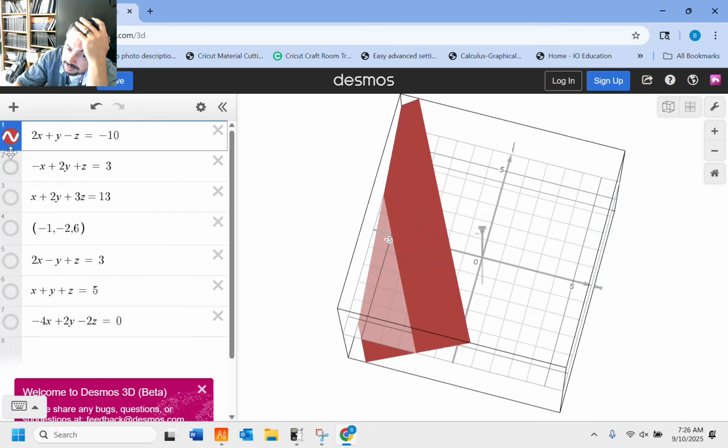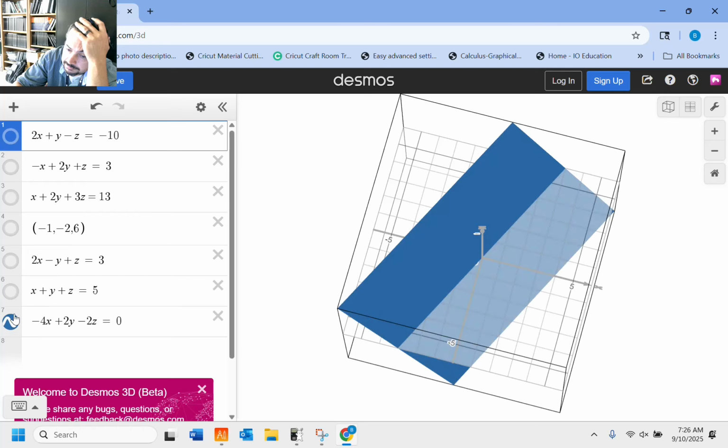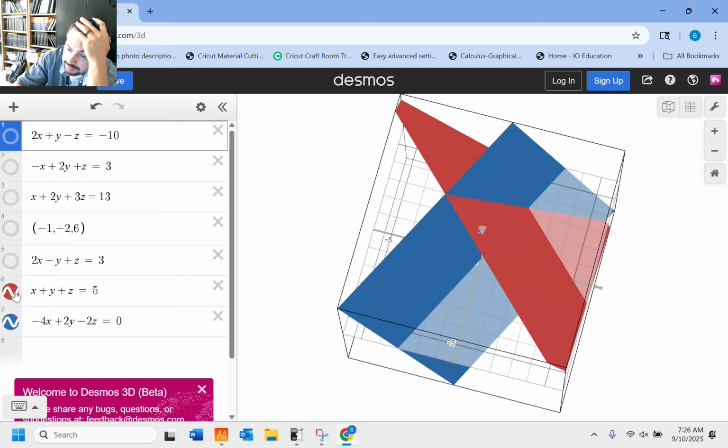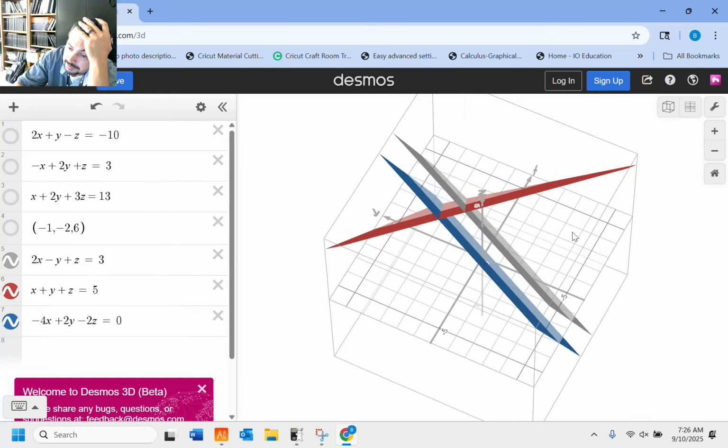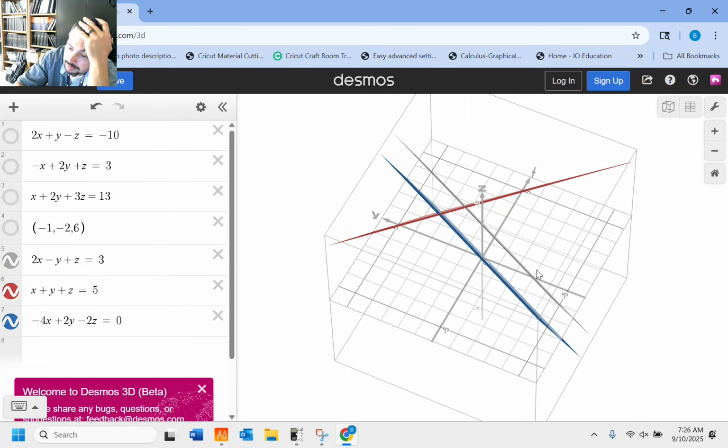Clear off my existing stuff. There's one flat surface, there's another flat surface, and the next one's going to have to be parallel to either one of these for no intersections. And that's exactly what's happening. Those 2 flat surfaces there are parallel and never cross paths.